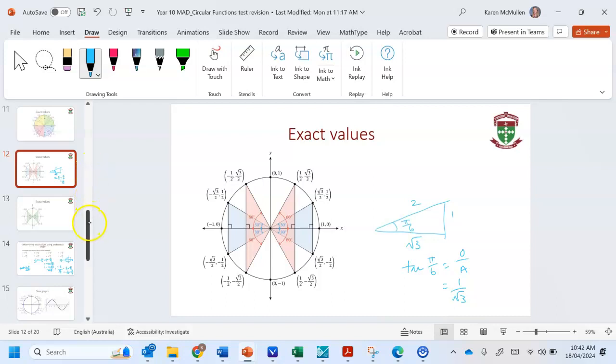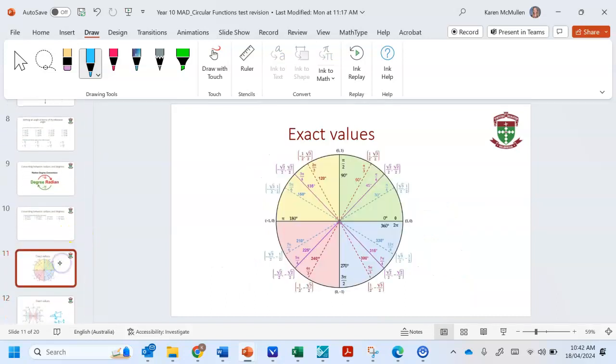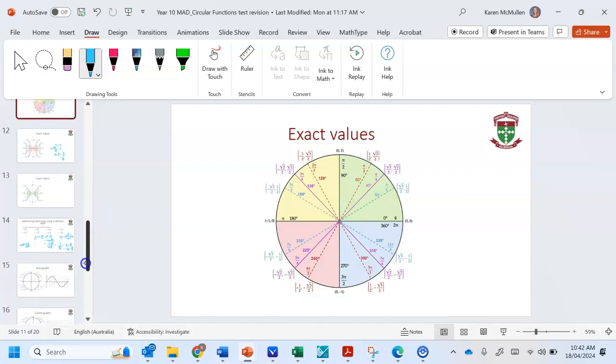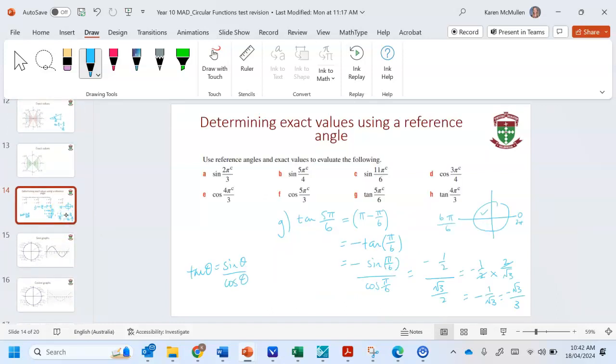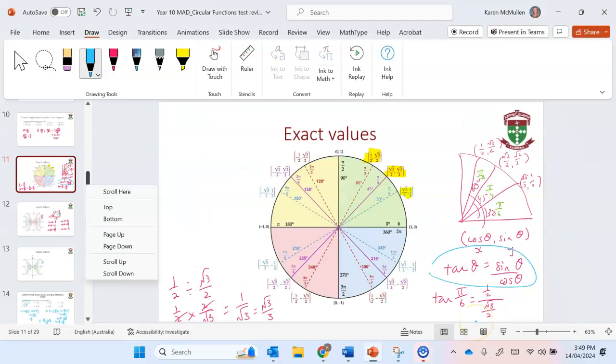So however you remember your exact values, either using your unit circle or your triangles, there's your answer. And it's negative because we are in the second quadrant.